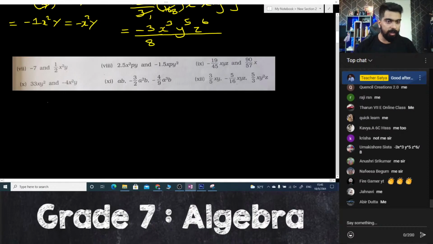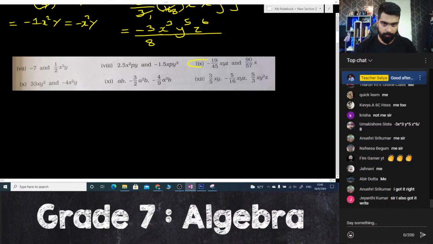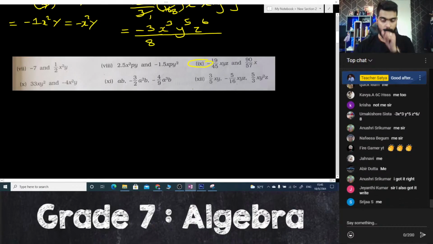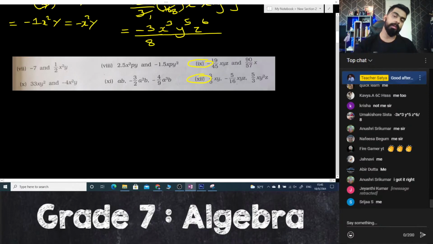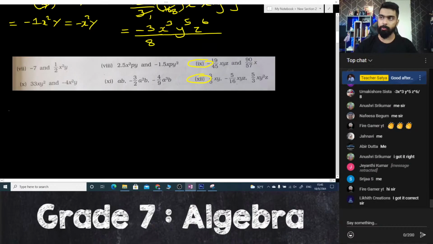All right, guys. So let us do question 9, and then we will do question 12, okay? So for monomial times monomial, we will do these 2 questions. And after this, we'll go into multiplying monomials with binomials, okay, guys? So let me write the question down.